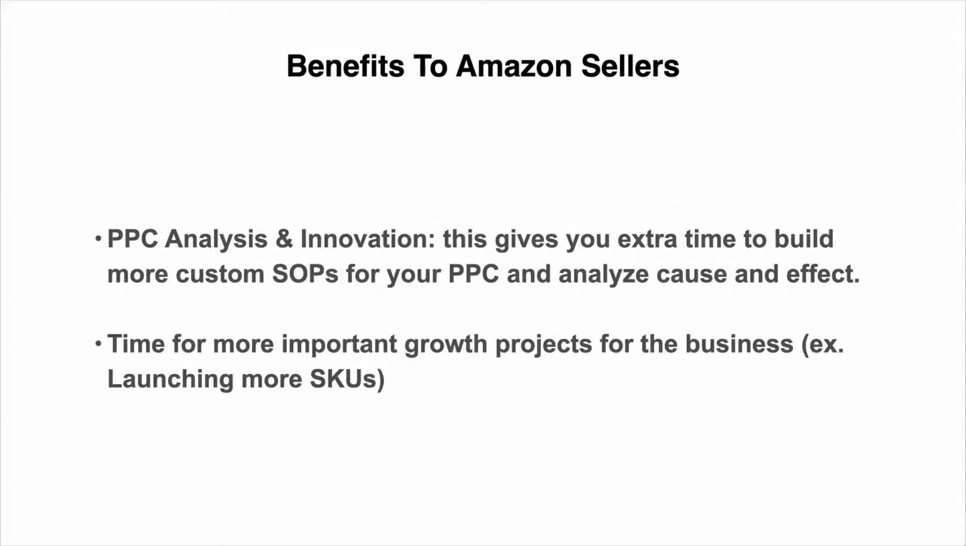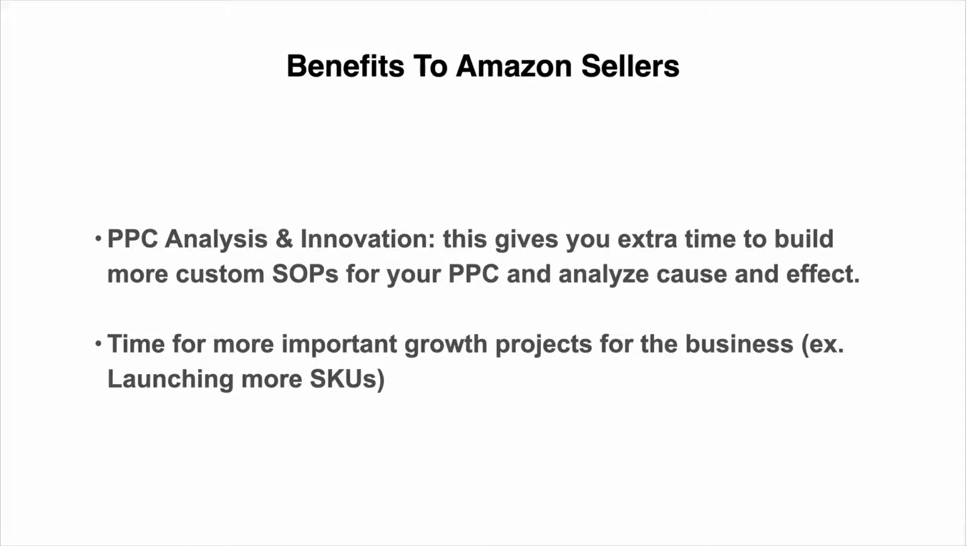So benefits to Amazon sellers. Well, number one, you saw that one benefit was that you'll go from spending, in this example, 200 minutes to 0 minutes optimizing bids, which saves you a ton of time. So what can you do with that time? You can focus on PPC analysis and innovation. This gives you extra time to build more custom SOPs for your PPC and analyze cause and effect. I kind of talked about the analysis a little earlier. And it gives you time for more important growth projects for the business.